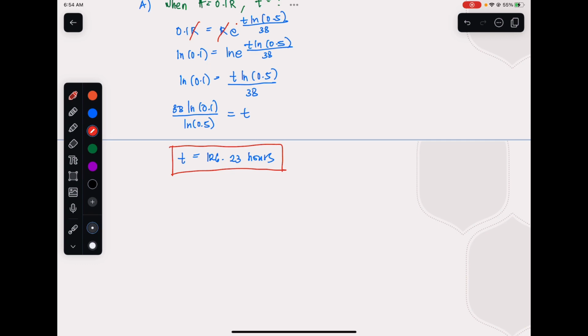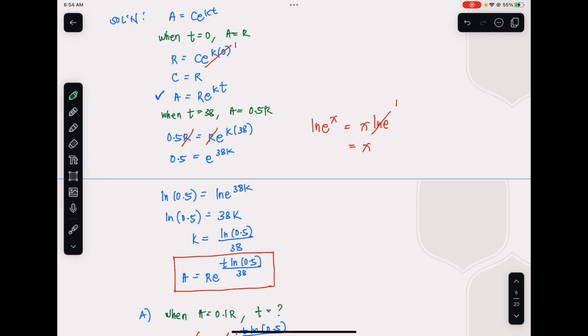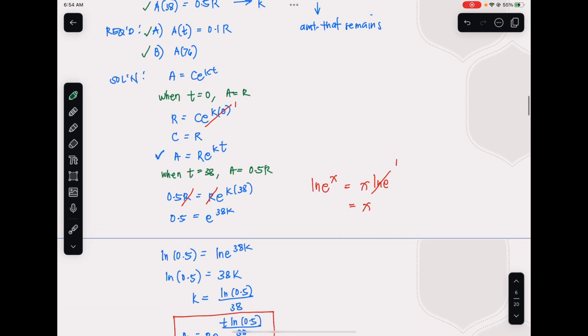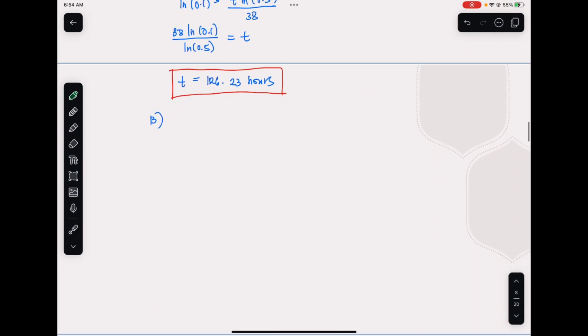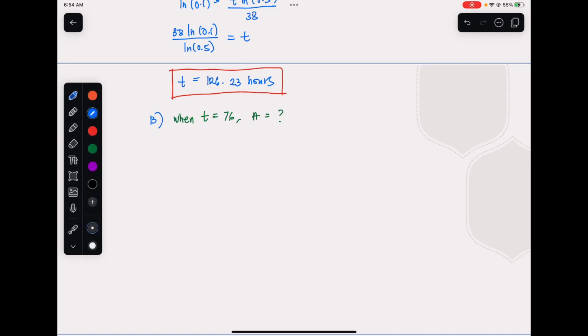For our second requirement, it asks: what would be the amount of radioactivity of the element after 76 hours? So when time is 76, what is the amount? Again, our formula is A equals R e raised to T ln of 0.5 divided by 38, where T this time is 76.